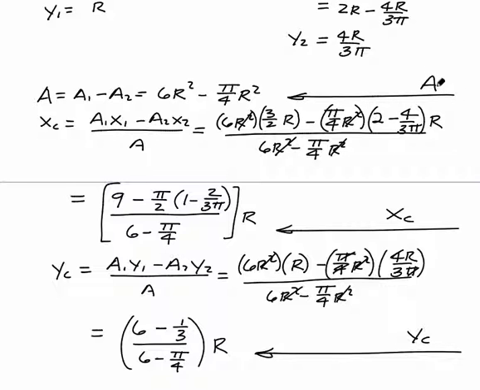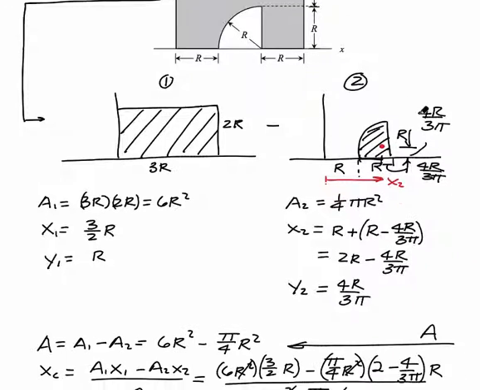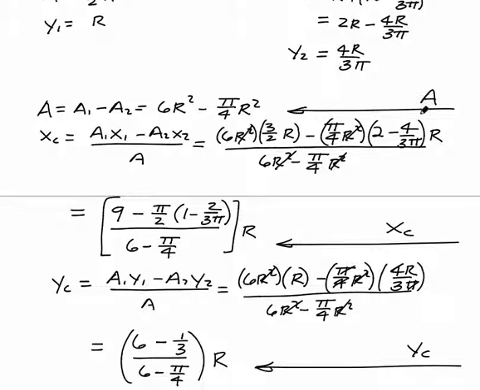So it was recognizing that the body, the area we're interested in here, is a rectangular plate with a hole, a quarter circle hole cut out of the bottom. So we broke it down in those two parts, used a composite equation for A, XC, and YC.